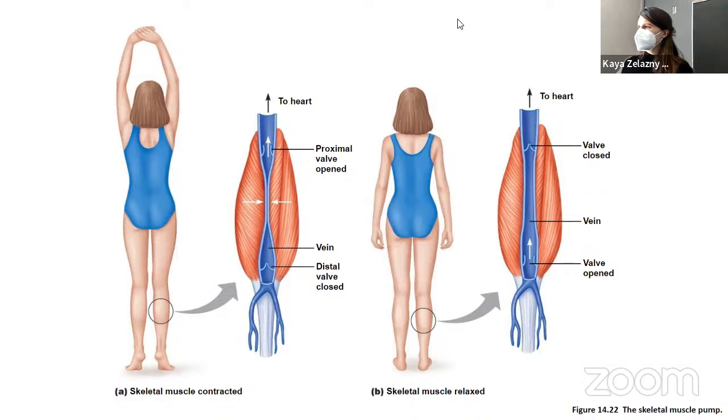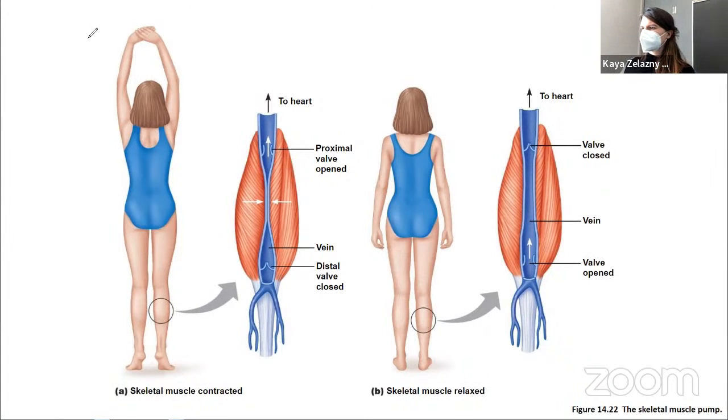So here's a better depiction than my bad drawing from last time of our skeletal muscle pump. So that's what we're looking at here. So our first way we can return blood to the heart is our skeletal muscle pump. We're going to see we have two types of pumps we're talking about, which is why I'm specifying here. This is the muscle pump.